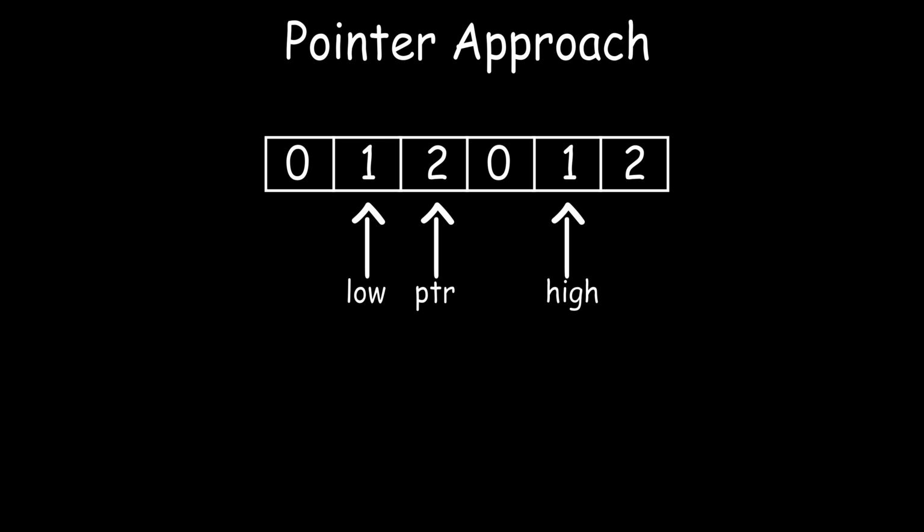The ARR of pointer is equal to 2. So swap the pointer element with the high element. Decrement high by 1. The array becomes 0, 1, 1, 0, 2, 2. The array is close to being sorted. Now ARR of pointer is equal to 1. As per the idea, we ignore 1 and increment pointer by 1.